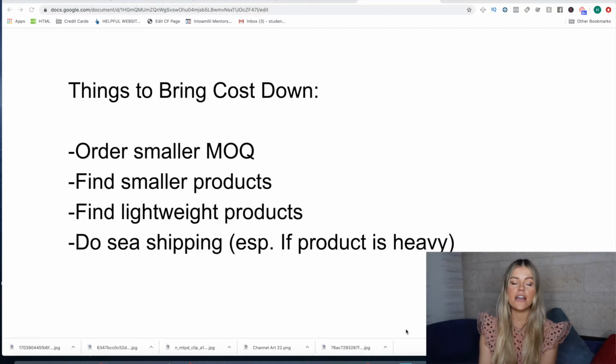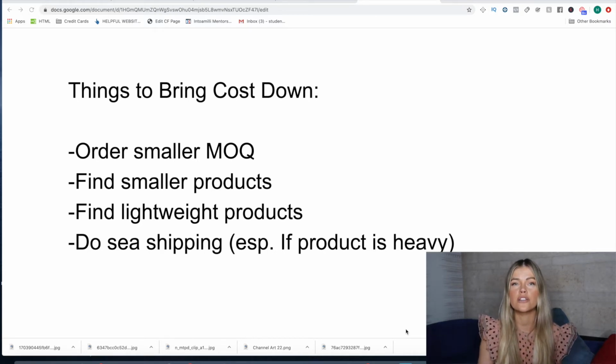I put this together, things to bring the cost down, which is great. I think the more we can lower our risk, the more beneficial this will be for you, and the easier it will be for you to start this business model when you know that it's low risk and you don't actually have to invest a lot. So let's talk about some things to bring the cost down. The first one I mentioned is ordering a small MOQ.